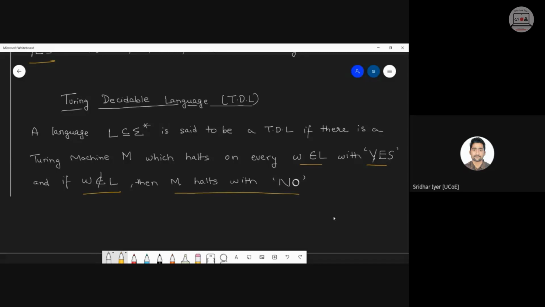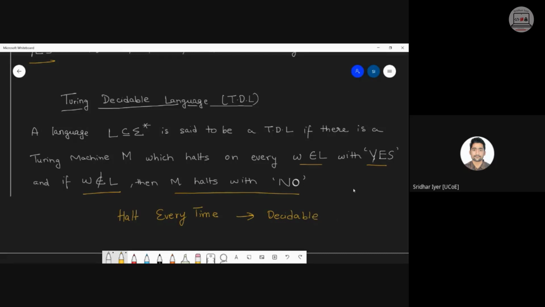So did you understand the difference? In this case, this particular machine will halt irrespective of whether the string belongs to L or not. So it will halt every time. So we can say that this sort of machine is decidable in nature. It will not go into a loop. Am I clear? Is the difference clear?